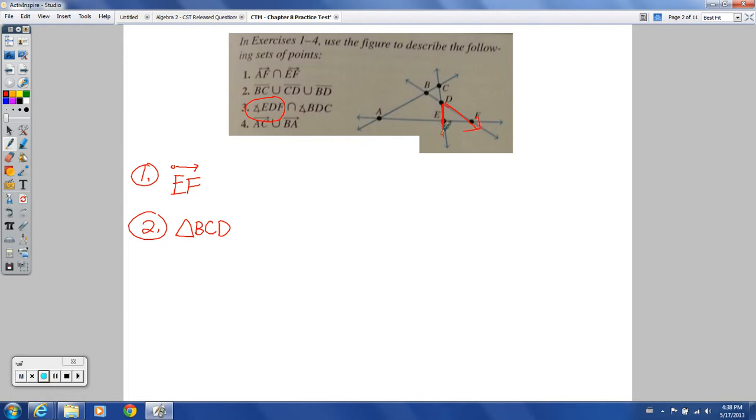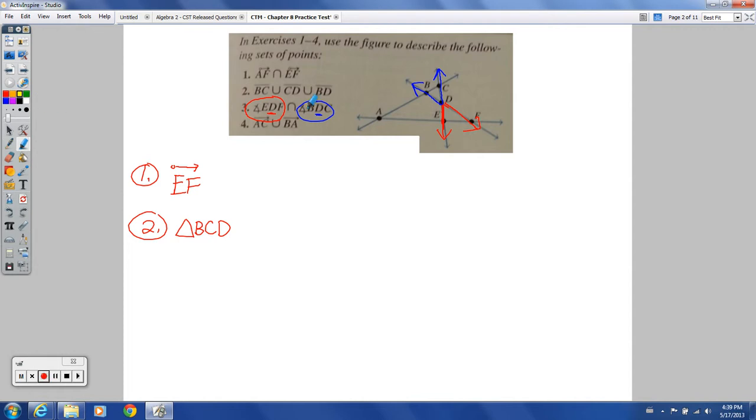So it's going that way and going this way. That middle letter is always your vertex of the angle. It's always the point from which the rays emanate. And then angle BDC would be here. That's the middle point again. The middle letter is the vertex. The rays are shooting out of there, and we're going in that direction, that way.